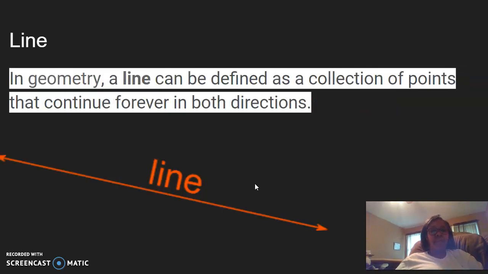All right, a line in geometry can be defined as a collection of points that continue forever in both directions. So even though we don't see a point labeled, just know that anywhere on this line is considered to be a point if we were to label it. Anywhere on this line, we could put a point. But that's what a line is. It consists of a collection of points that go forever in both directions.